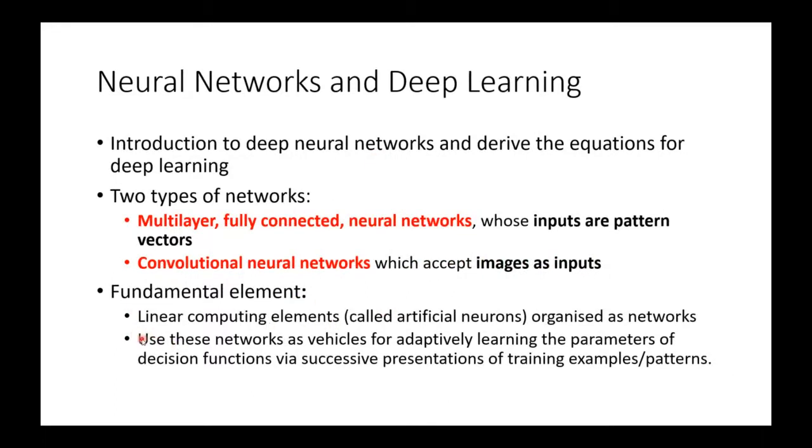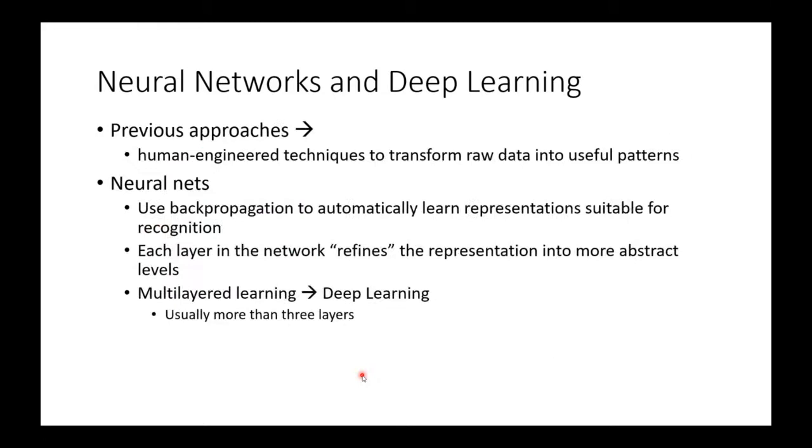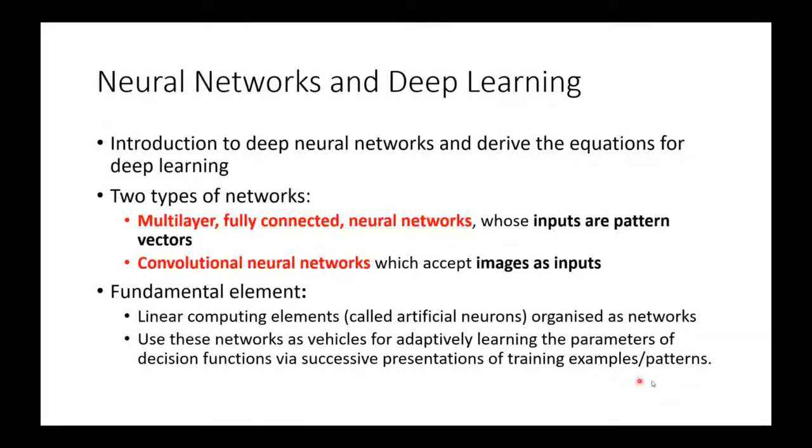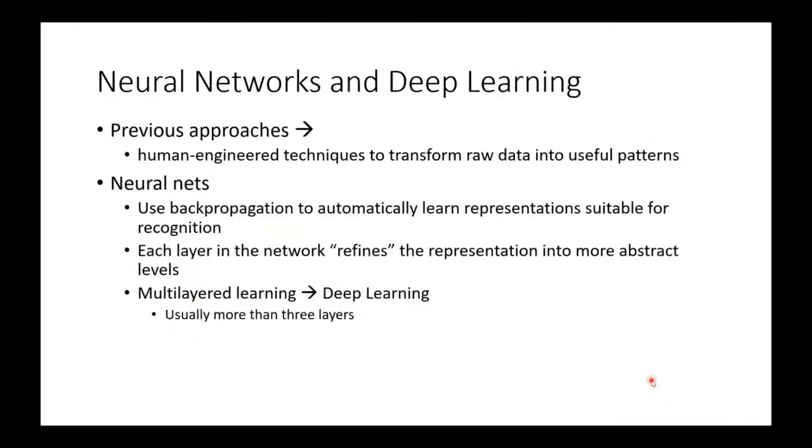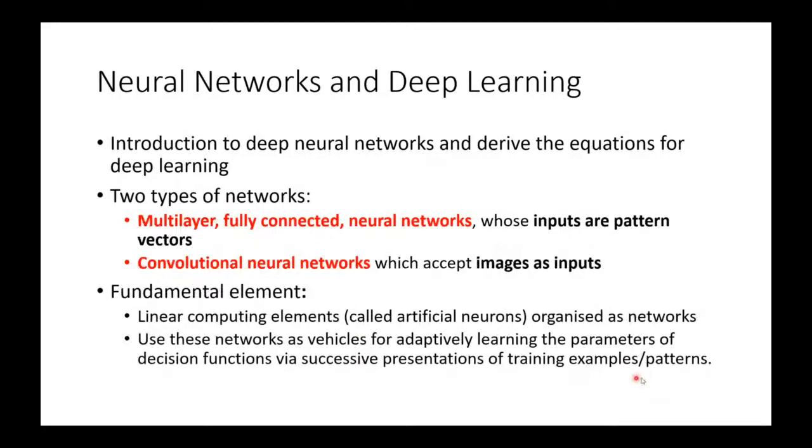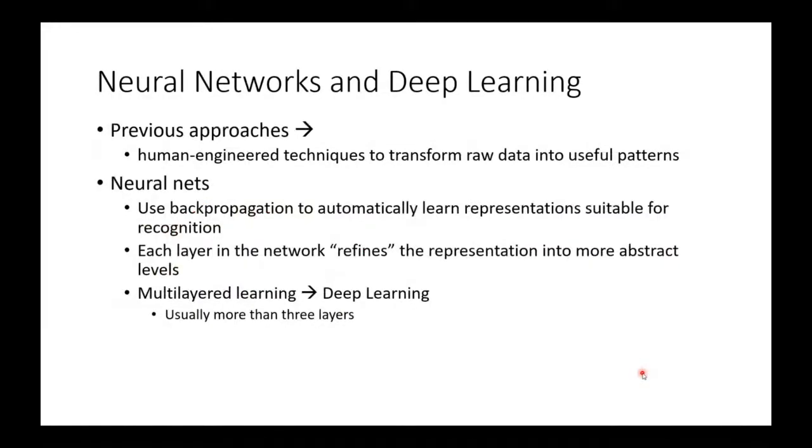Again, the fundamental element of a neural network is the linear computing element called an artificial neuron. They are organized as networks. And we use these networks for learning the parameters of decision functions for classification purposes, given a number of training examples. Don't forget that.